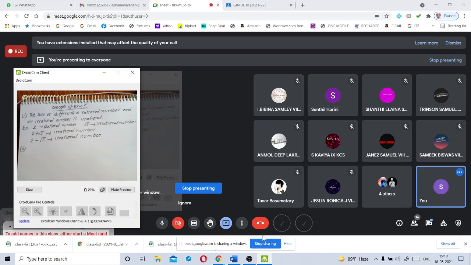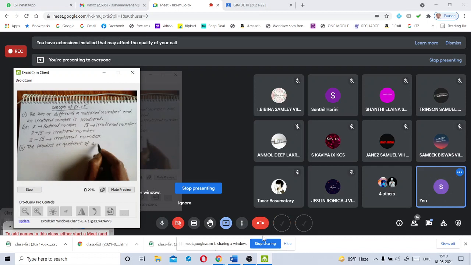And the second point we use in this exercise is the product or quotient of a non-zero rational number with an irrational number is also an irrational number.